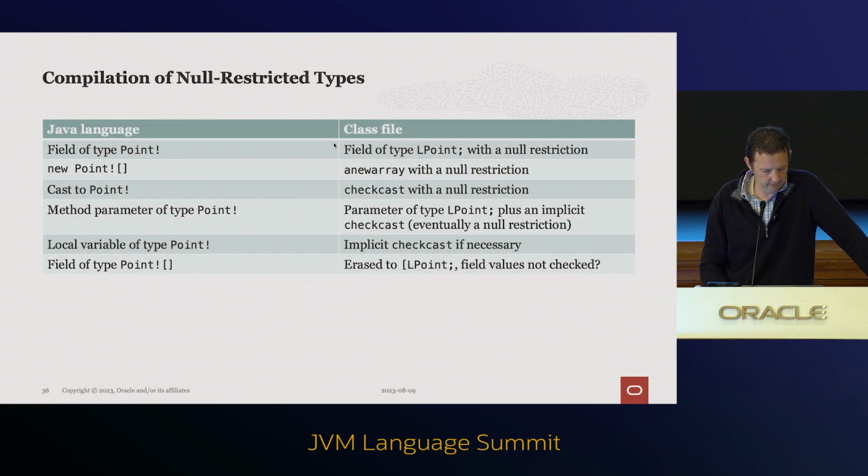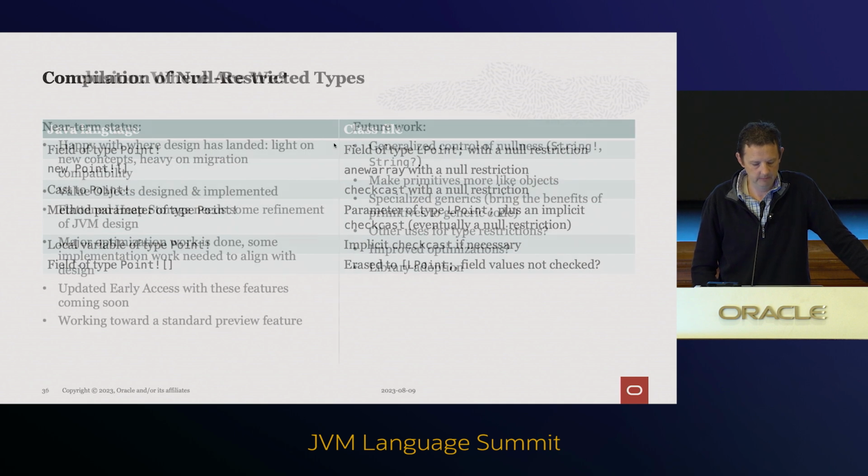Here are some examples of what it might look like to compile from these bang types in the language to the underlying class file. So there's kind of a mixture. It's in some sense erased. We just continue to use L types. And then in certain places, we insert null restrictions.